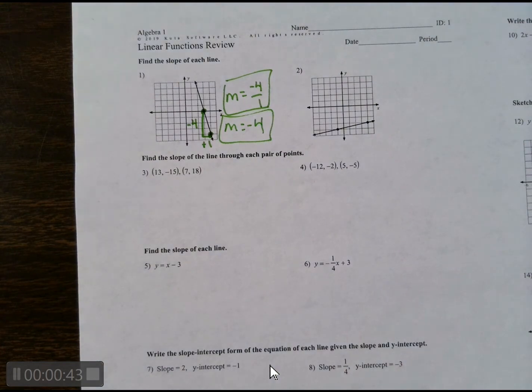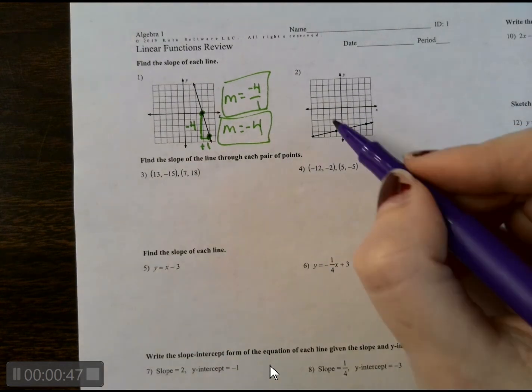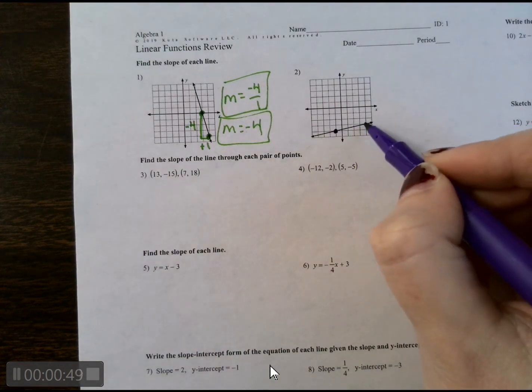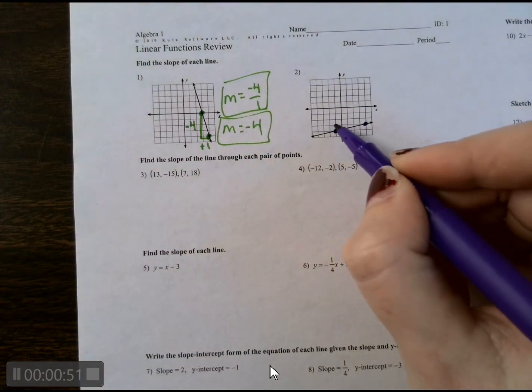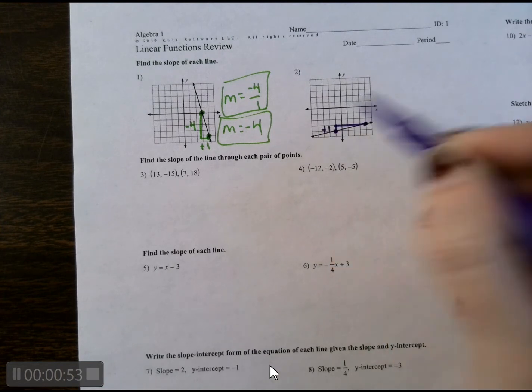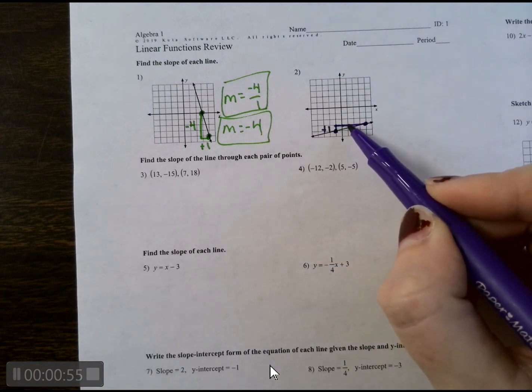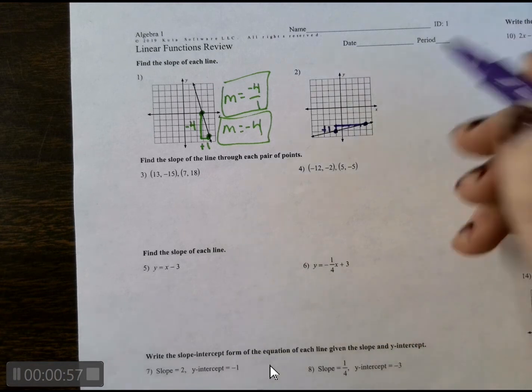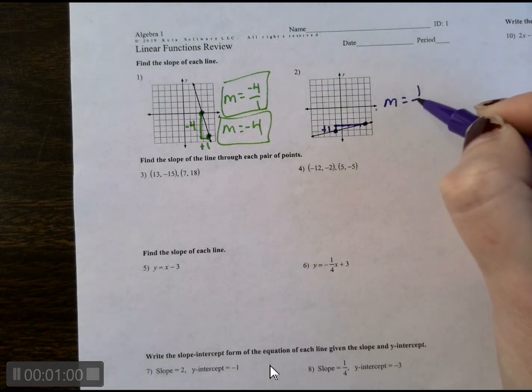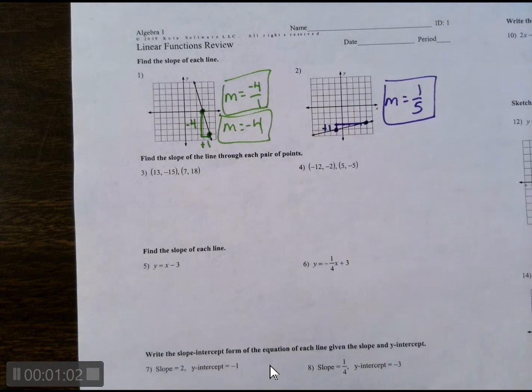Okay, alright. For the next one, number 2, start at our leftmost point, and we're going up 1, and then to the right 1, 2, 3, 4, 5. So this time we have a positive 1/5. Okay? So that's how you do those two.